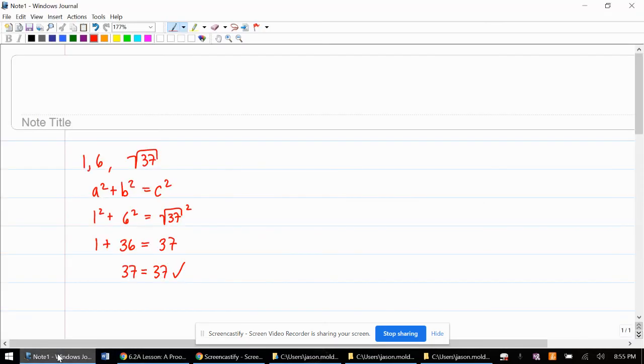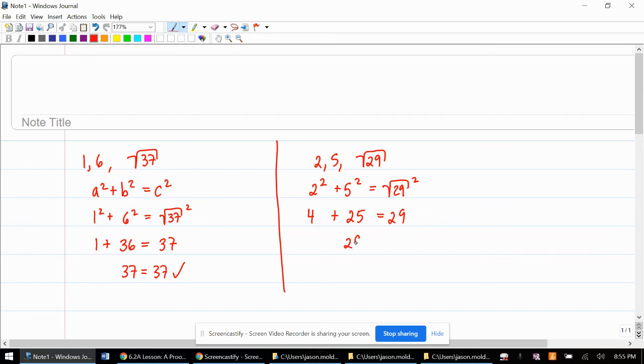And now we'll do our verification. And our verification is that the side lengths are 2, 5, and root 29. So a squared plus b squared equals c squared, where c is the hypotenuse. So 4 plus 25 equals 29. And it does, in fact, equal 29.